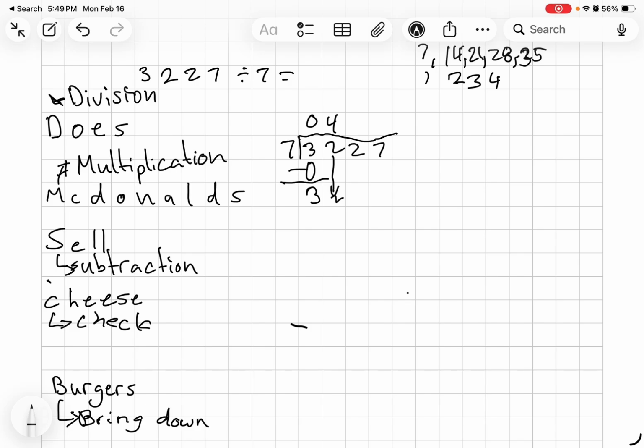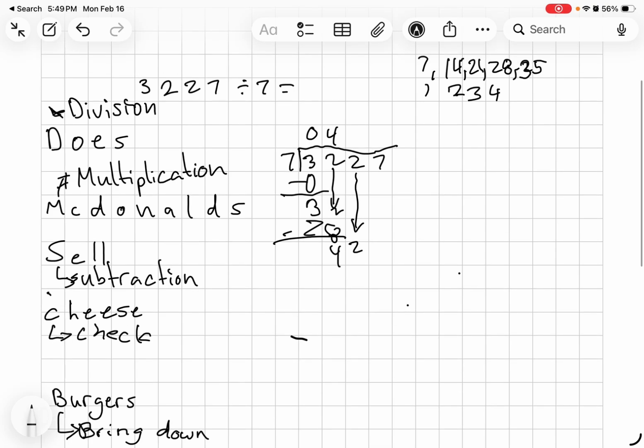Multiplication. We multiply 4 times 7, which is 28. And then we subtract. So when we subtract, we get 4. Then we bring down the other 2 to get 42. That means that our grid is going to have to be bigger. Okay? So we're going to have to go to 42.